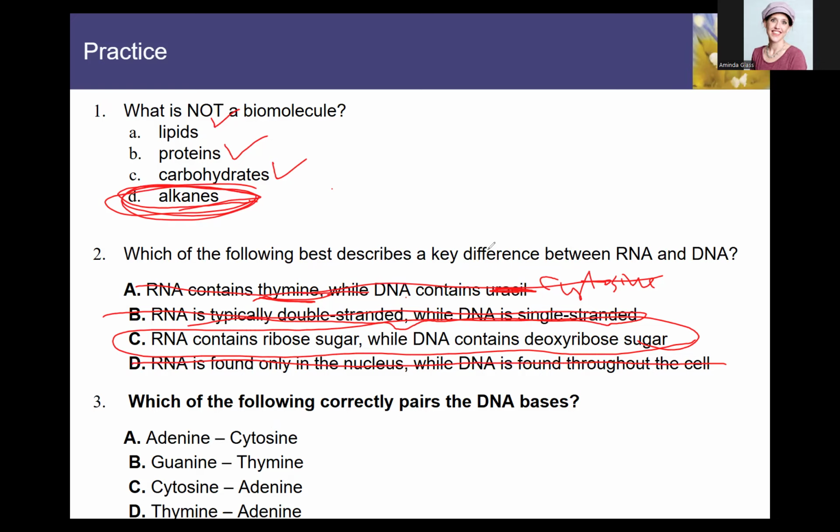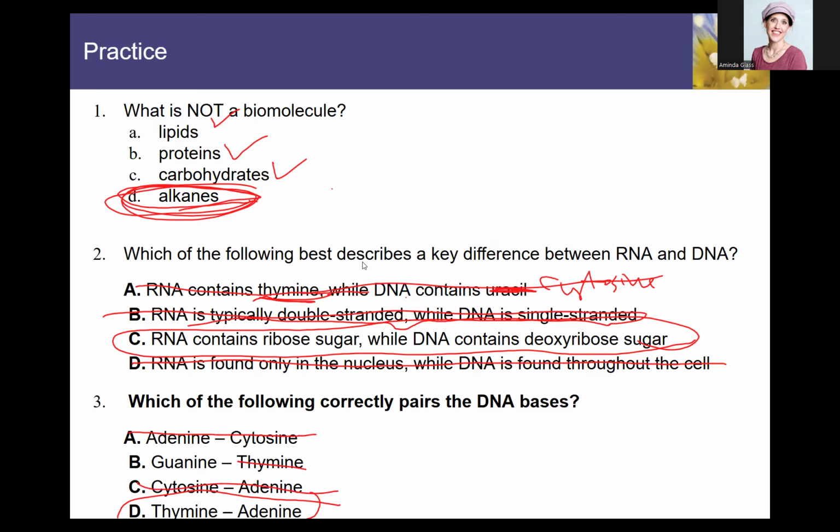So, which of the following correctly pairs the DNA bases? Adenine and cytosine, guanine and thymine, cytosine and adenine, and thymine and adenine. So, adenine is never paired with cytosine. It's paired with thymine. Guanine is never paired with thymine. It's paired with cytosine or uracil, depending on whether it's DNA or RNA.